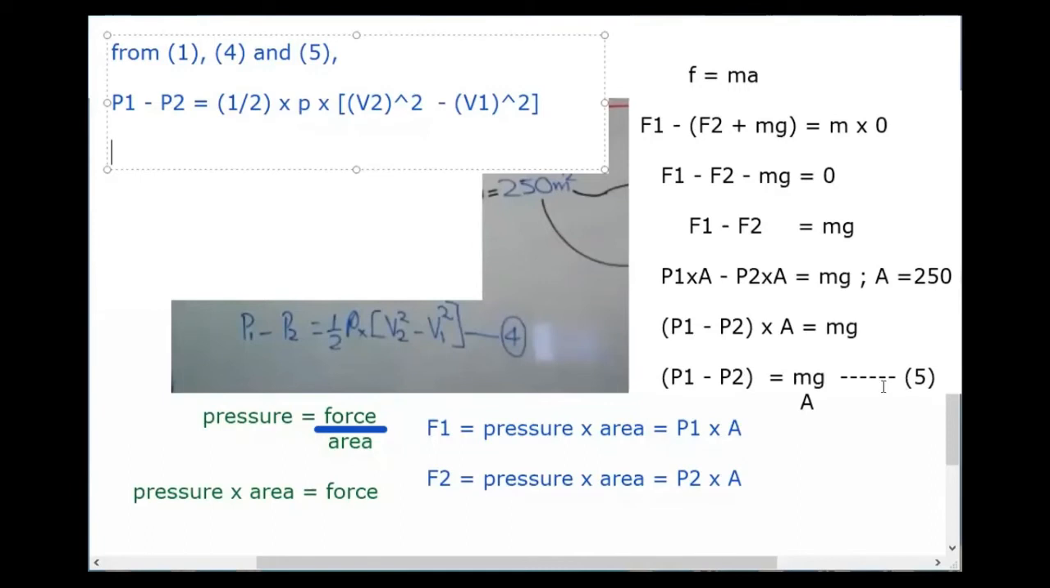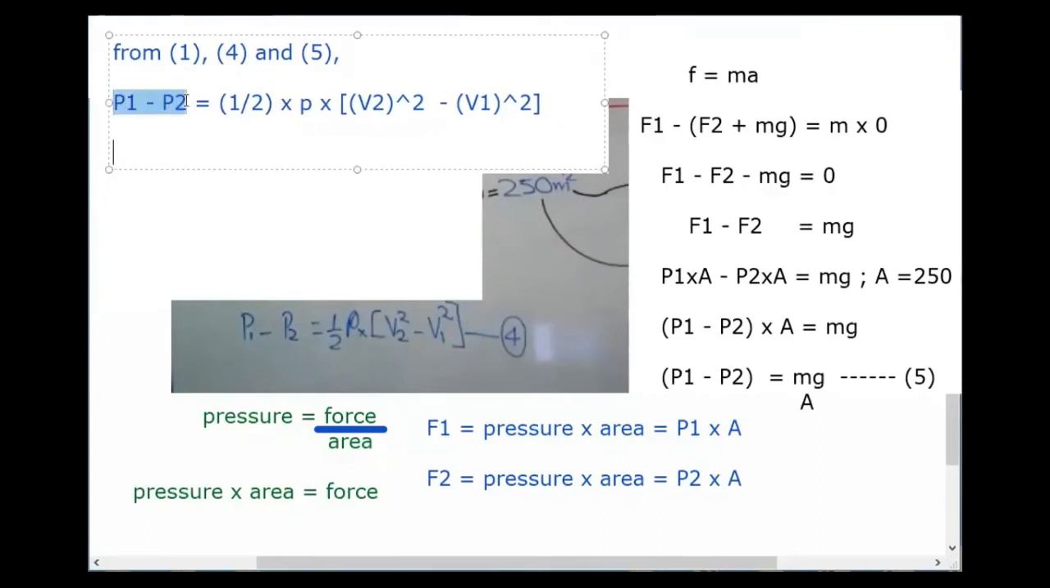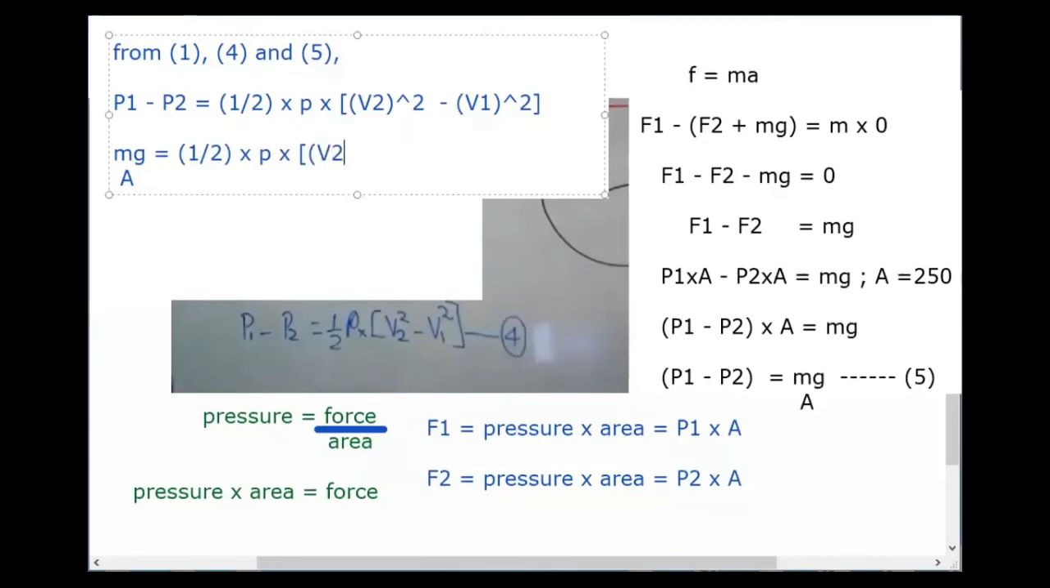But according to equation number 5, P1 minus P2 is mg over A. So in the place of P1 minus P2, let me write mg over capital A according to equation number 5, equals half into rho, that is the density of air actually, into V2 square minus V1 square. Okay, dear? Right.